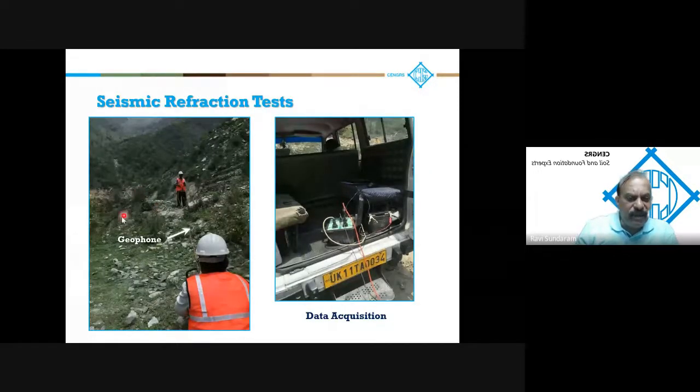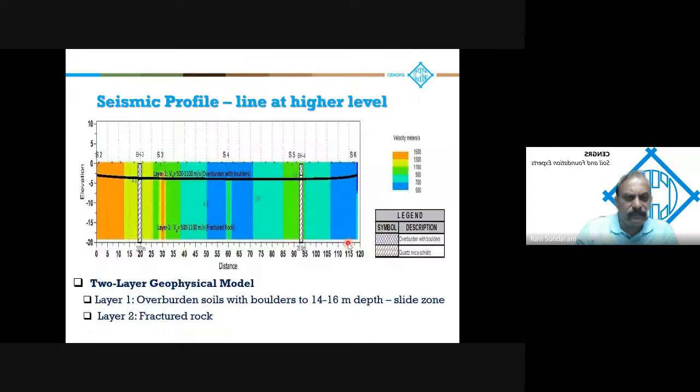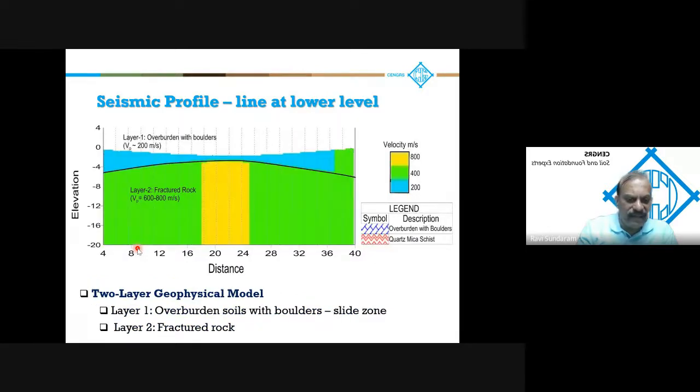When we did the seismic refraction test, you can see the geophones along the line, and this is the data acquisition system. There's a seismic profile. At the higher level, you got lesser thickness of the overburden, and below that, the fractured rock was there. And in the lower line, of course, again, you had the overburden of the slide zone, and then the fractured rock.